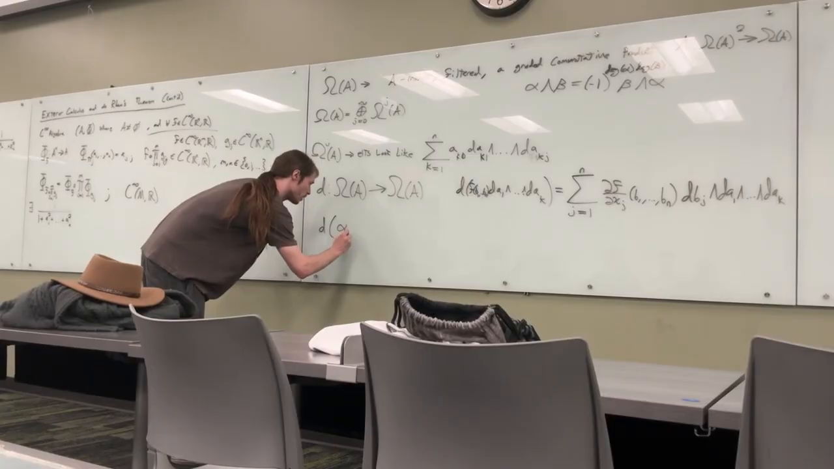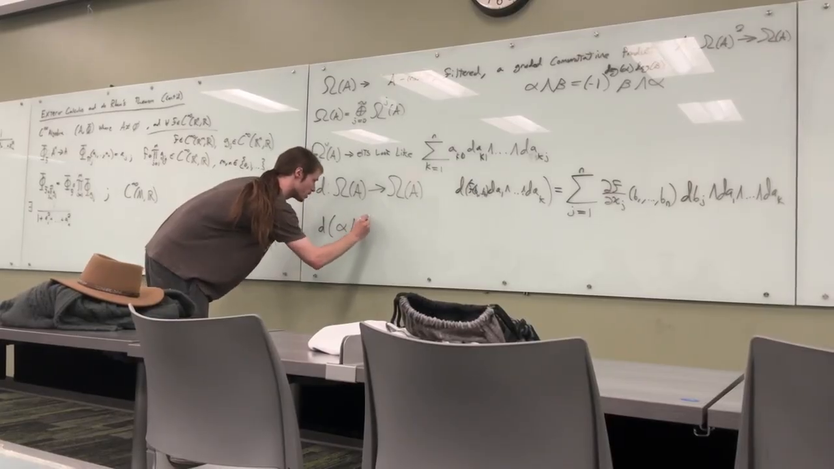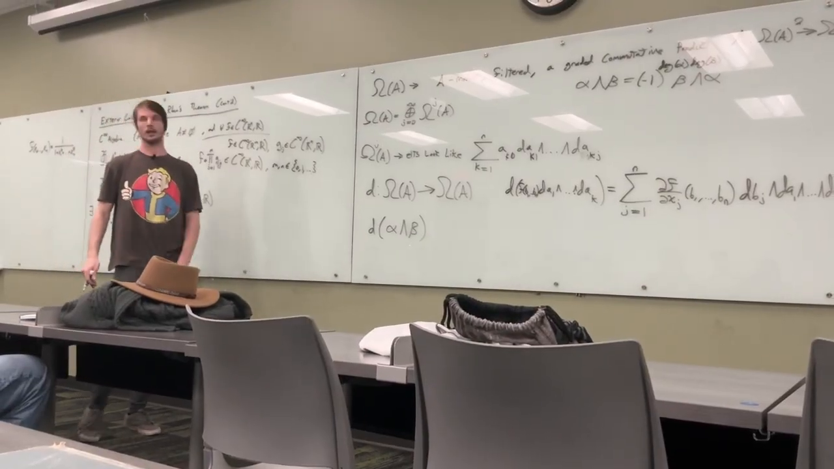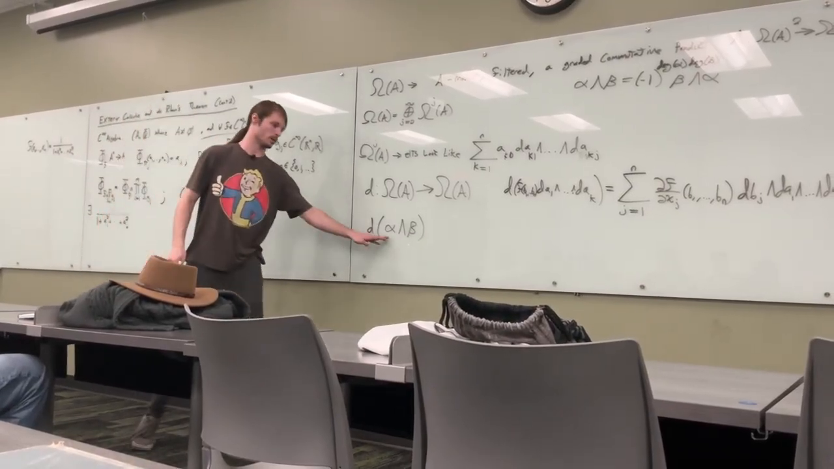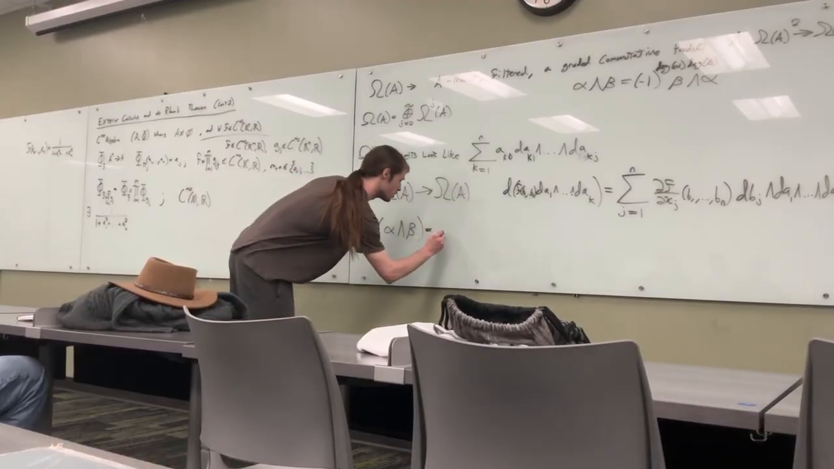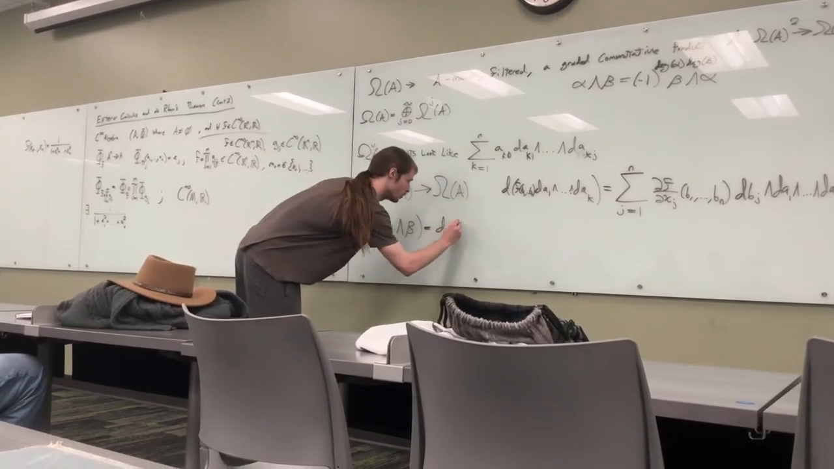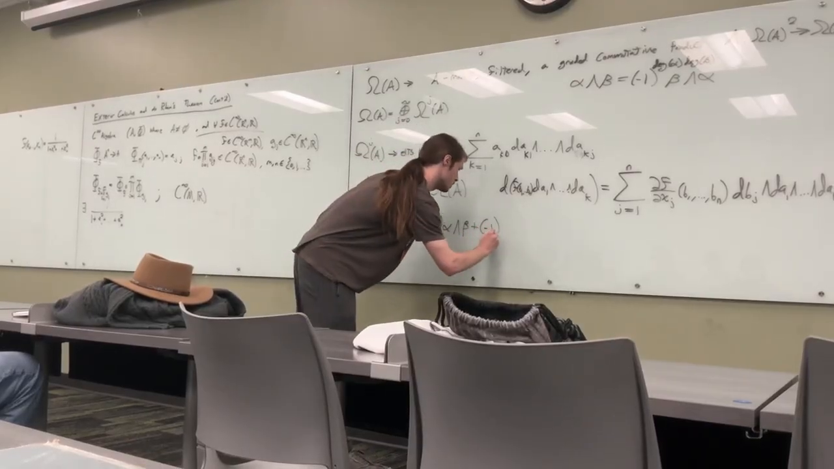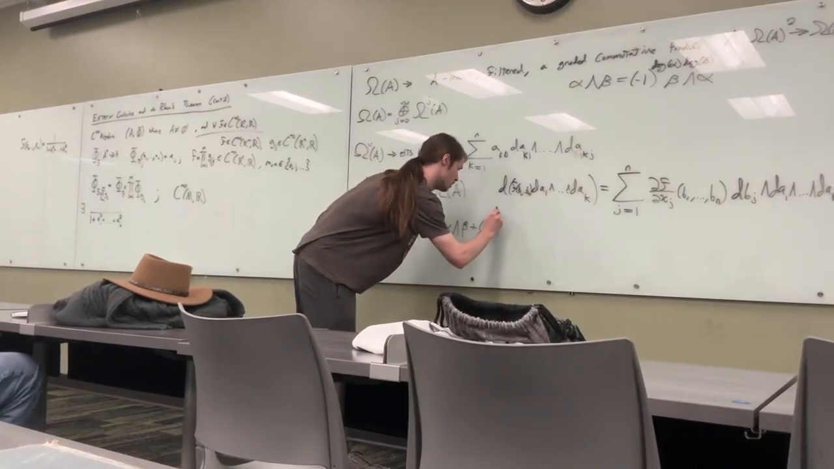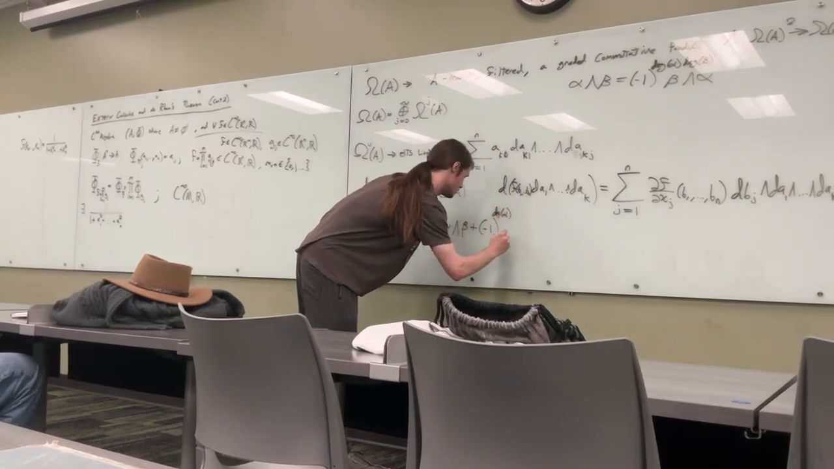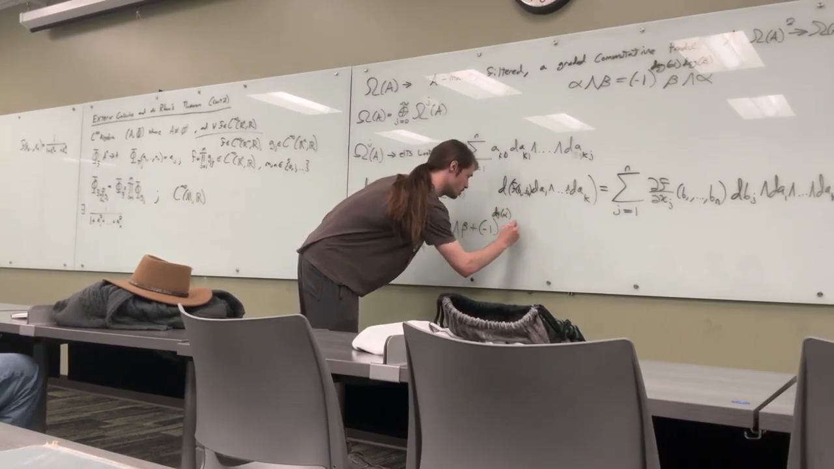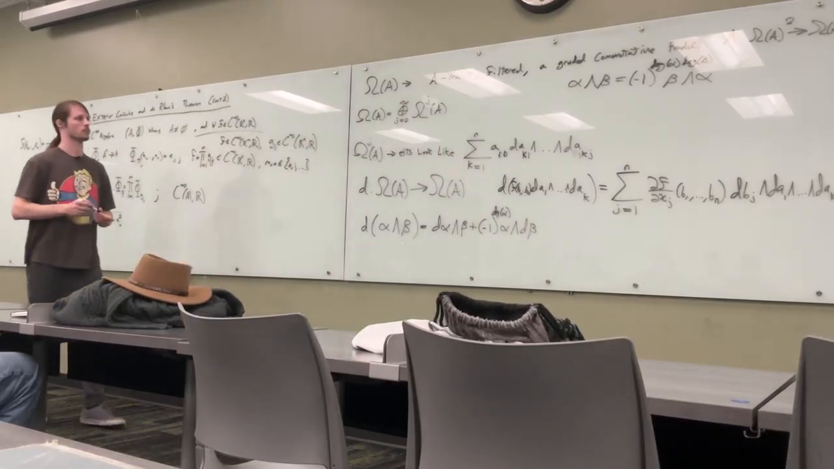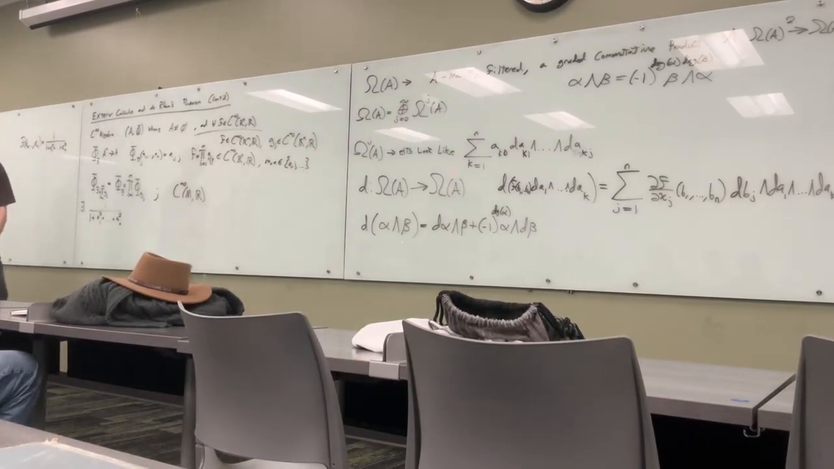So I'll just have good old alpha and beta, just like before, but unlike in the graded commutative property, now this really does only depend on the degree of the first one. So we wind up with d alpha wedge beta plus minus 1 to the degree of alpha times alpha wedge d beta. So there we go.